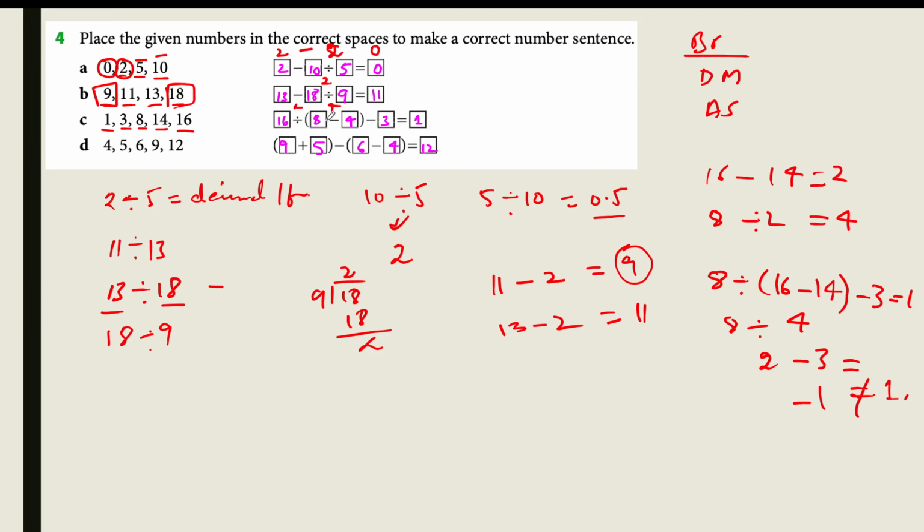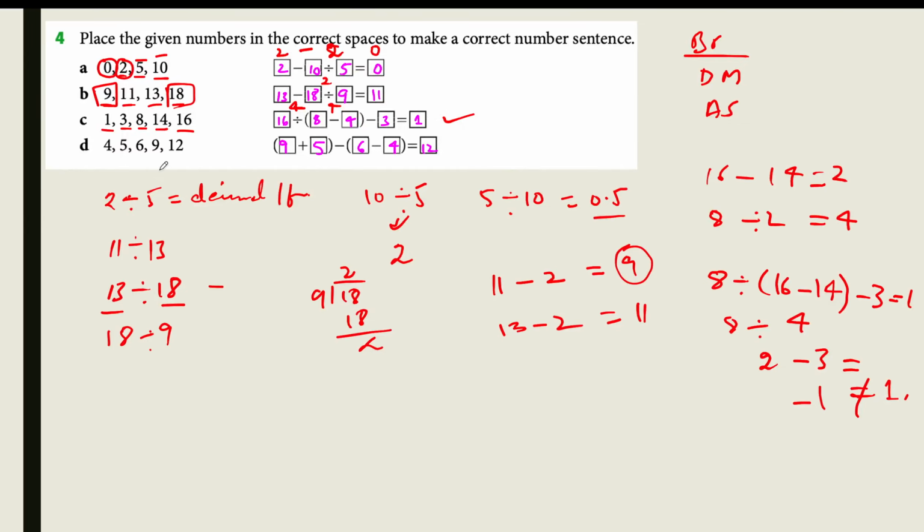16 divided by, in the bracket 8 minus 4, and then outside the bracket minus 3 equal to 1. Because 8 minus 4, we will be left with 4. So 16 divided by 4, 4 multiplied by 4 is equal to 16, so we have 4 in here again. So now we have 4 minus 3 is equal to 1. This is the correct order.